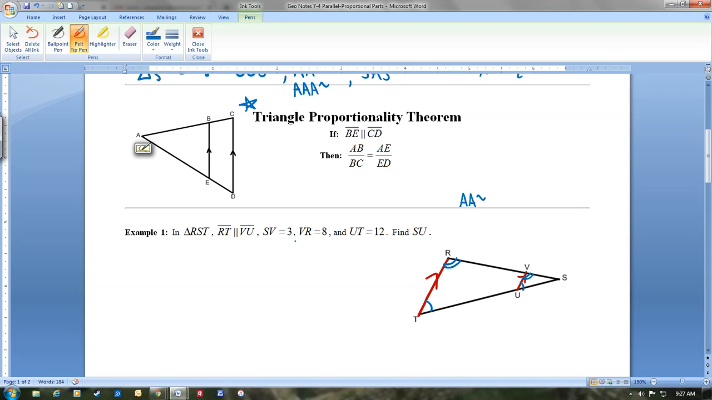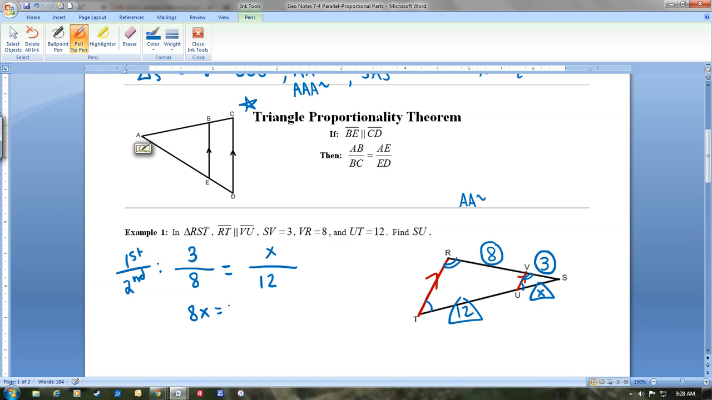So SV is 3, VR is 8, UT is 12. We want to find SU. Instead of redrawing the two triangles, what you can do is say 3 corresponds to, normally we would do 3 corresponds to 11, but we're just going to do the parts are proportional. X corresponds to, instead of X plus 12, we're just going to say X corresponds to 12. So the first triangle and the pieces of the second triangle, that's how we set up this proportion. So 3 is to 8 as X is to 12.